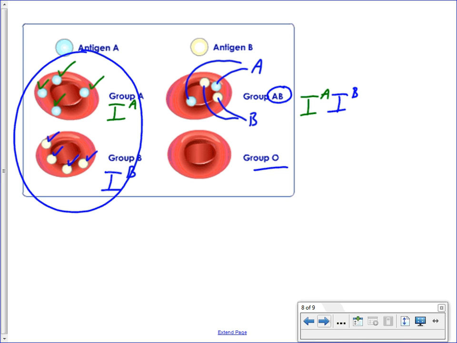Someone that is blood type O, well, they don't have either the IA or the IB, so they don't make either of those glycoproteins. So on the surface, they don't have either of these glycoproteins that are sticking out.